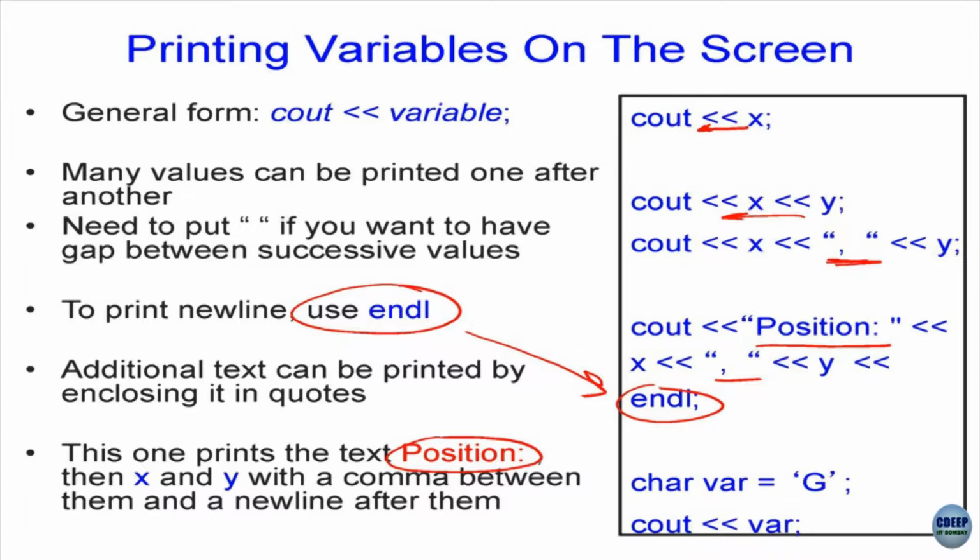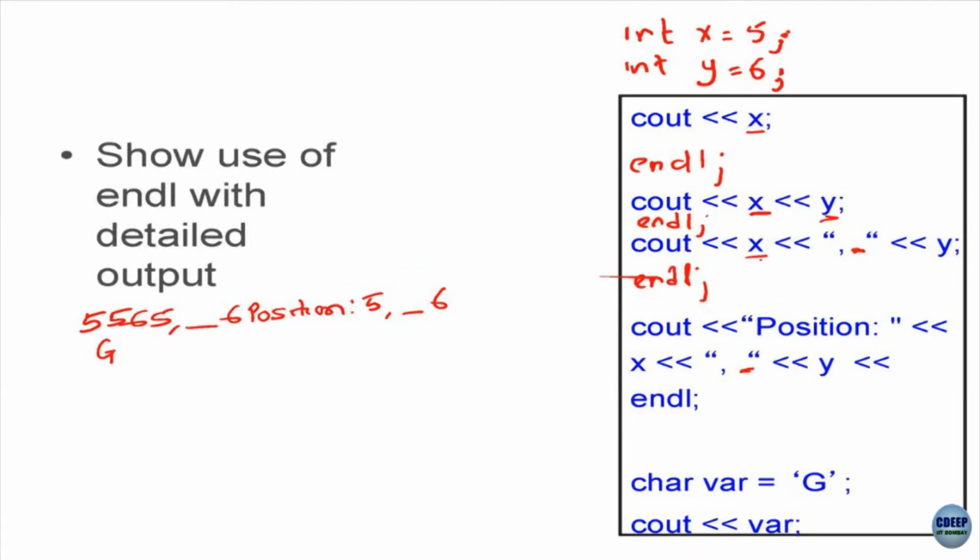So I want you to stare at this program and look at the rules. Many values can be printed one after another; you need to put a space if you want a gap between successive values. To print a new line, use endl, so we have one endl here, a new line. Additional text can be printed by enclosing it in quotes, and the text position is being typed in here. So now tell me, what do you expect the output to look like?